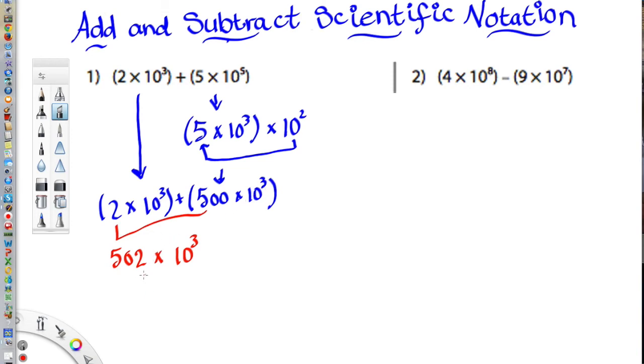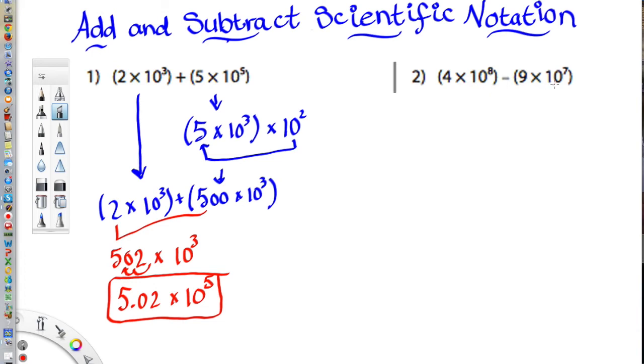Now, is this scientific notation? No, because in order for this to be scientific notation, my base number has to be between 1 and 10. 502 is way too high, so I need to move my decimal point 2 places over, which will be 5.02 times 10 to the fifth power. Because if I want to kick this back out here, I'm going to have to multiply that by 10 to the second power to move it 2 places over, and then I want to do 3 more. So that's my final answer for this addition problem. Pretty funky.